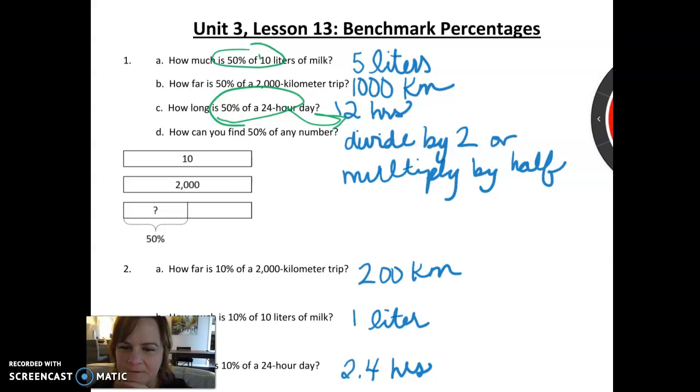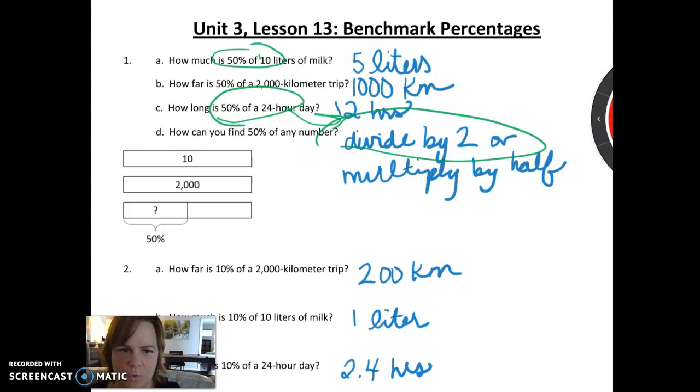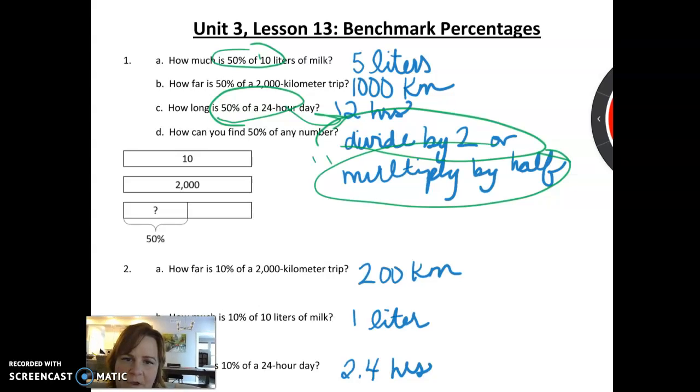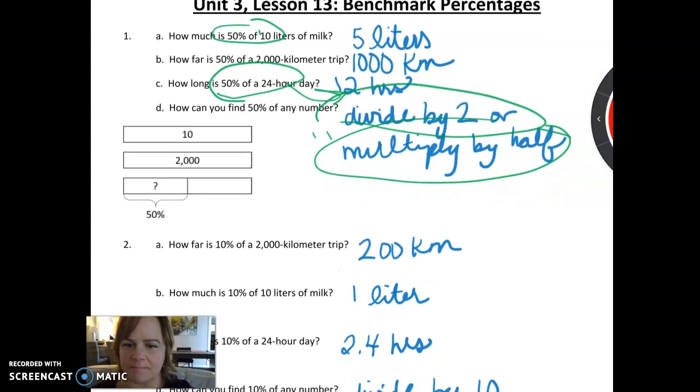How can you find 50% of a number? Well, of course, to find 50% of a number, you are chopping it in half. You're dividing it by 2 or you're multiplying by a half. Remember, those are equivalent strategies.